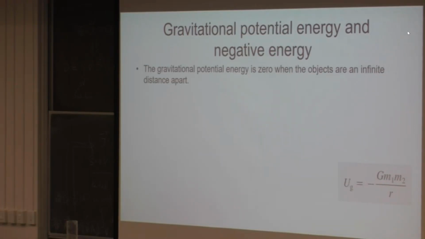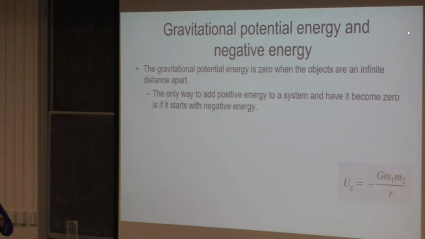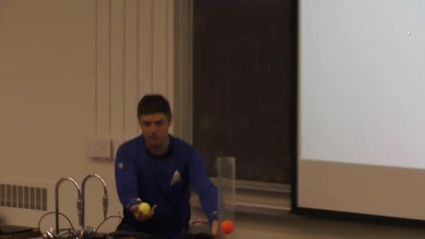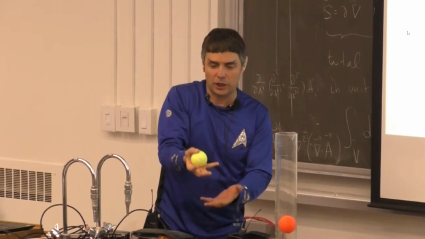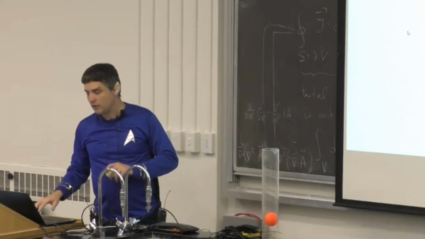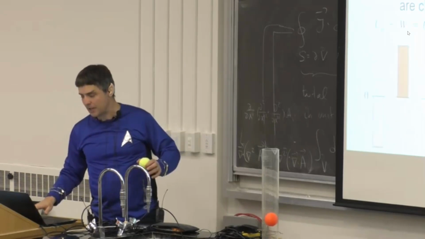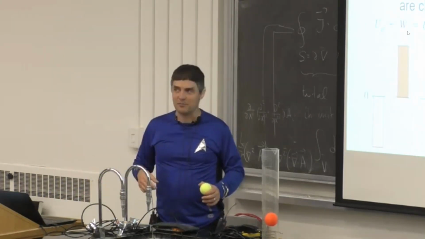So why is it 0? Why is it negative? That's my big question. Gravitational potential energy is 0 when the objects are at an infinite distance apart. The only way to add positive energy to a system, so if you take this ball, for example, and you push it away from the Earth, you're increasing the distance between the center of the ball and the center of the Earth. So you're increasing r, and you're adding energy to the system. So if you pull these masses apart from each other, you're adding energy to the system. And the only way to add energy to a system and then at the end have it become 0 is if it started off being negative.